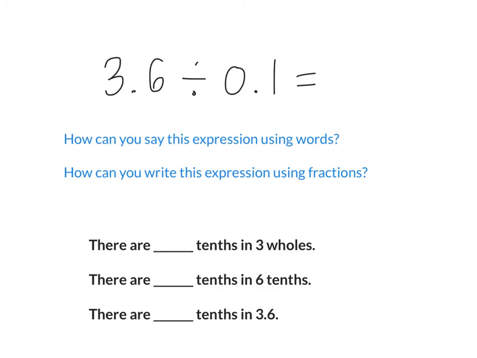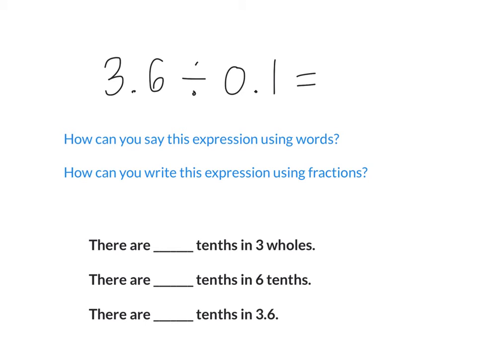Let's take a look at this one. 3.6 divided by 0.1. What's different about this problem compared to the two we just did? Ooh, this one is no longer just a whole number. Does that make it harder? Maybe. Can you do it? Definitely. Okay, how do we say this 3.6 using words? 3 and 6/10. How do we say this? 0.1, or 1/10. So we could say this is 3 and 6/10 divided by 1/10.